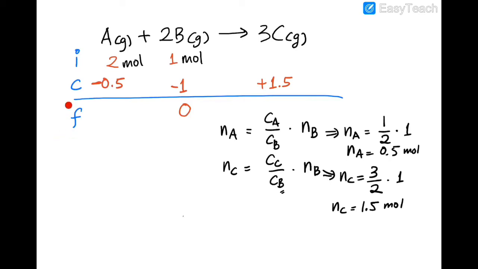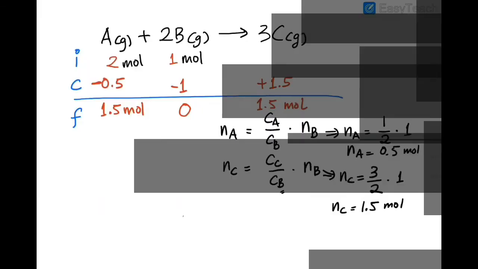So by the final state, we're going to have A of 1.5 mole, and we're going to have C also 1.5 mole, while the B is going to be consumed completely. And this is how we obtain the state or the composition in the final state.